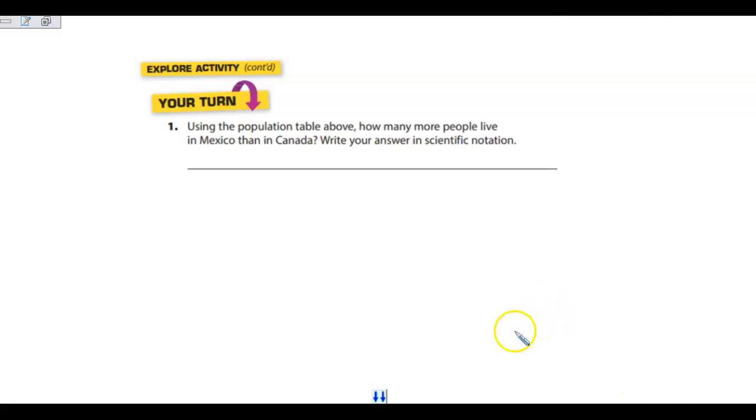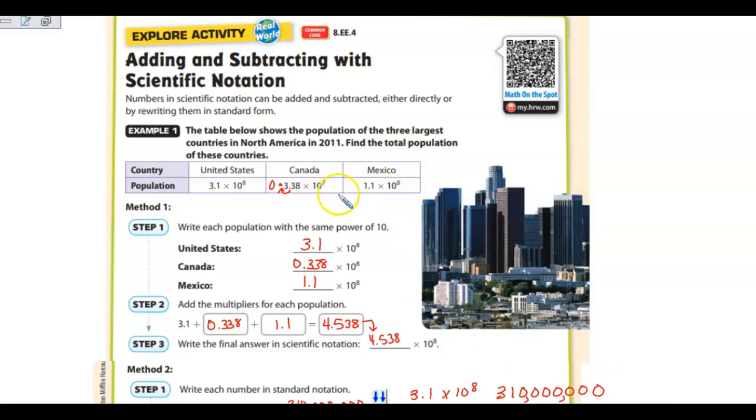So let's try this one. Using the population table, how many more people live in Mexico than in Canada? And then write your number in scientific notation. So they want to know how many live in Mexico that's more than in Canada. So Mexico has the 1.1 times 10 to the 8th power, and Canada has the 338 thousandths times 10 to the 8th power.